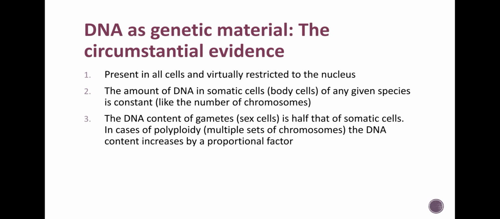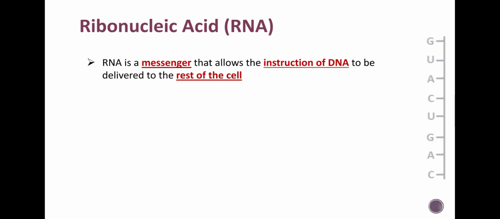As mentioned earlier, DNA is present in all cells and virtually restricted to the nucleus. The amount of DNA in somatic cells of any given species is constant, while the DNA content of gametes is half of the somatic cells. In cases of polyploidy, the DNA content increases by a proportional factor. RNA is a messenger that allows the instruction of the DNA to be delivered to the rest of the cell.